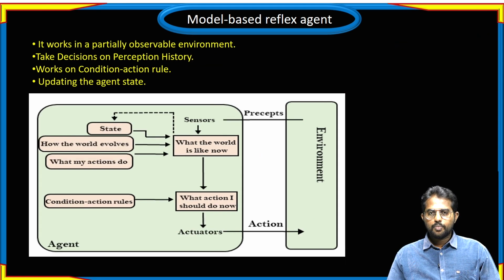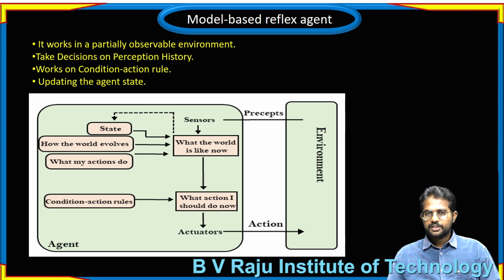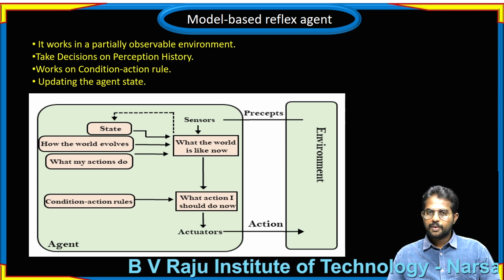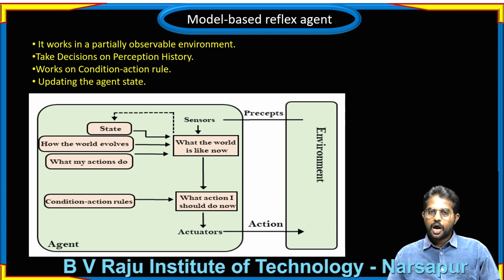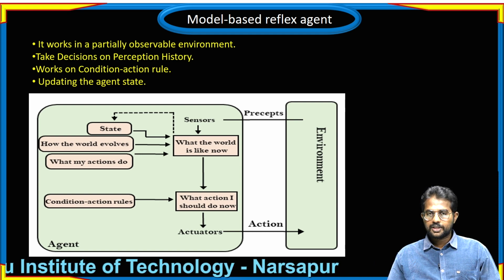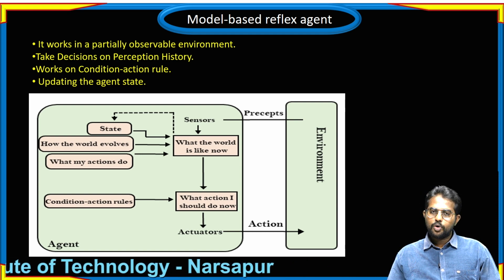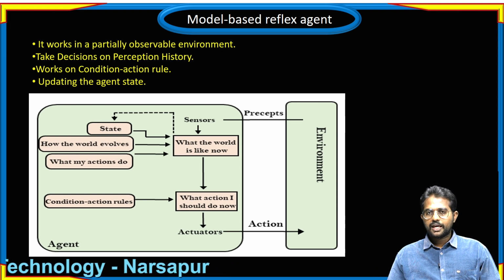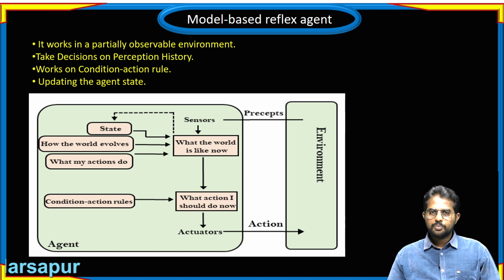The next agent is the model based agent. We also call the model based agent a knowledge based agent. That means the knowledge will be coming from the history. In this agent we will consider the current perception data and also the previous history of the perception data. By considering both current and history, we will take a decision. This agent is the same as the simple reflex agent.